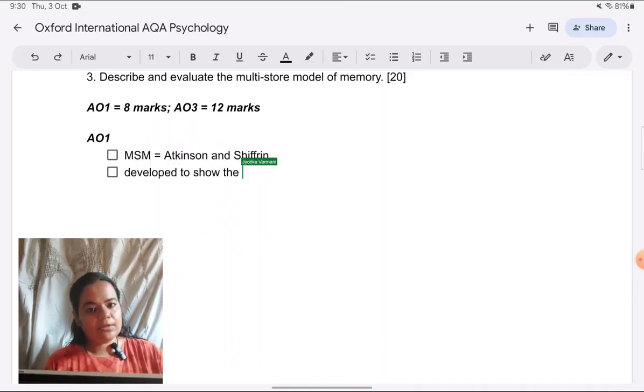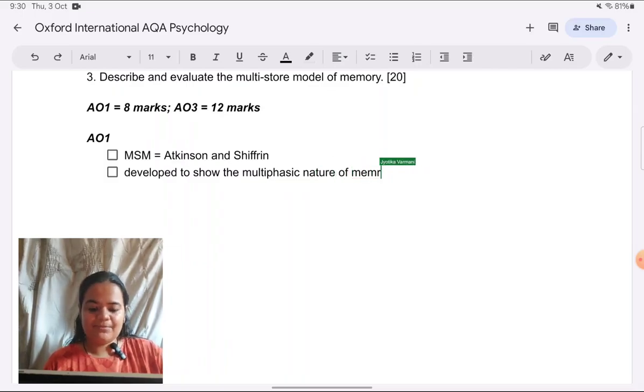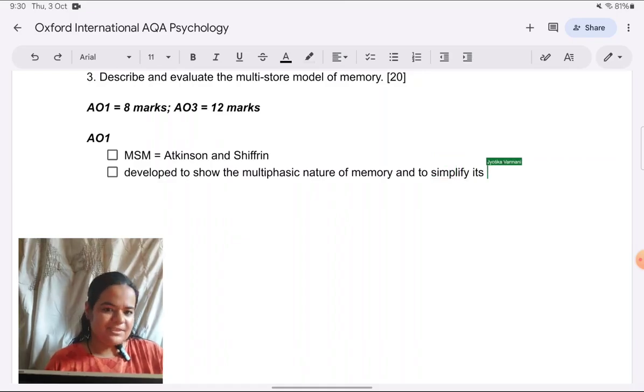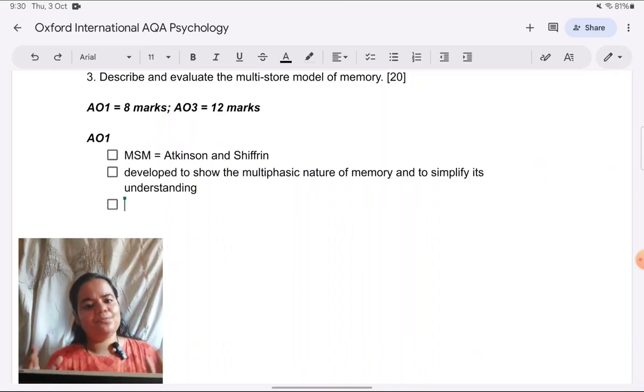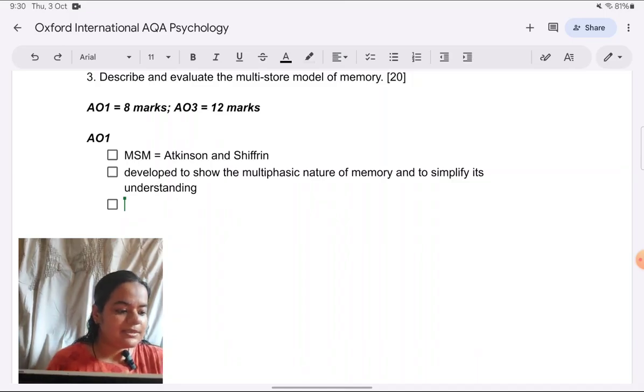the multiphasic or the multi-storage nature of memory, and to simplify its understanding. Because so many processes are involved in memory, that becomes a whole complex system. So the researchers have just tried to break it down and make it easy to understand by showing us what the individual components are and what the relationship between each of these components is. So that is just what I have explained very briefly.